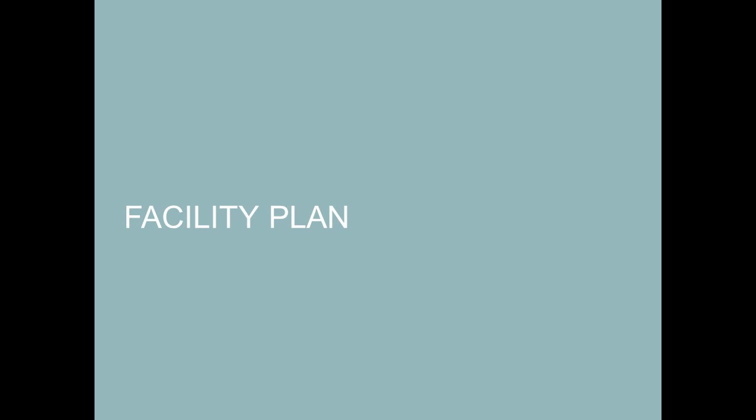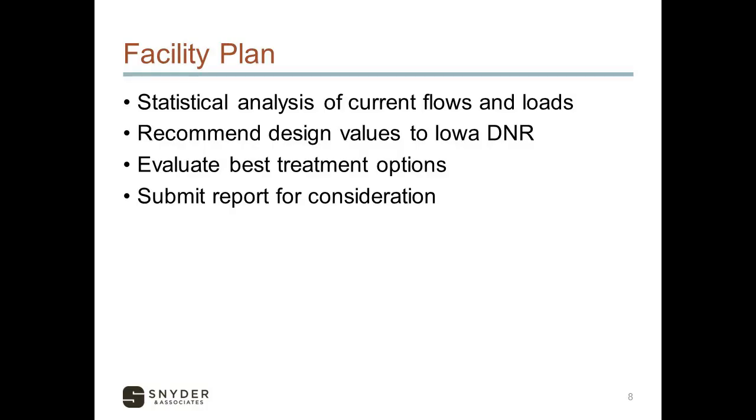As you start down this path, one of the first things that the Iowa DNR will require of you is to have an engineer help you write a facility plan. When we work on a facility plan for a community, we start with a statistical analysis of your current flows and loads. We submit that analysis to DNR, and we recommend some design values based on those flows and loads, and DNR concurs with those numbers. After that, we evaluate the best treatment options for loading of that size, and we submit a final report to DNR for consideration. After that, we can move on to the next steps.